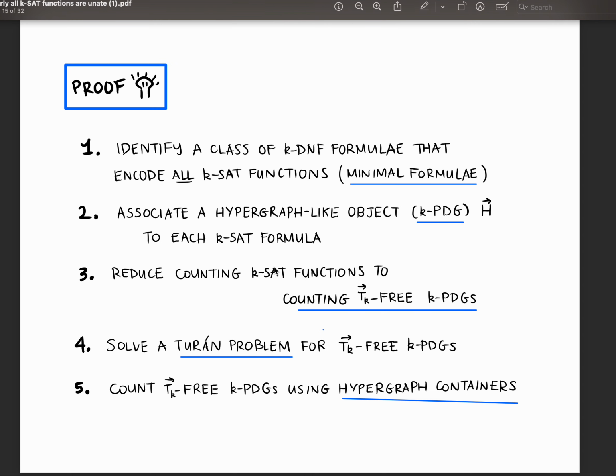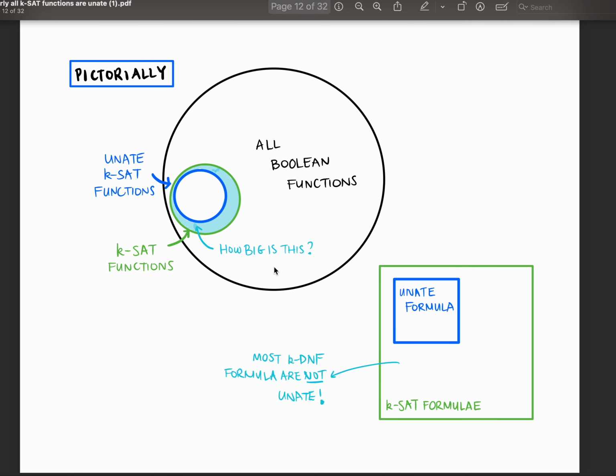So how is our proof going to proceed? We're going to have several steps. The first thing that we're going to want to do is try and reduce this task, which is counting all of the KDNF formula that encode all KSAT functions, to trying to find some smaller subcollection of the set of KDNF formula that we're sure include all of the different KSAT functions.